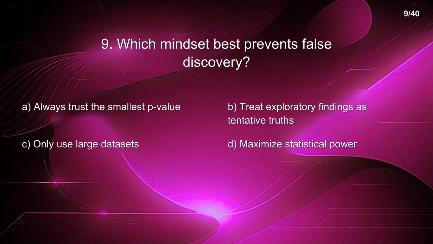Ninth question. Which mindset best prevents false discovery? A. Always trust the smallest p-value. B. Treat exploratory findings as tentative truths. C. Only use large datasets. D. Maximize statistical power.